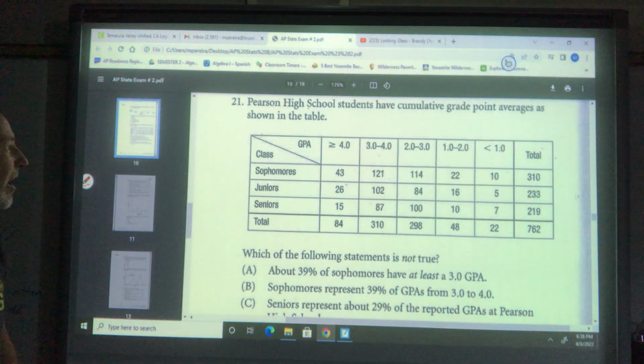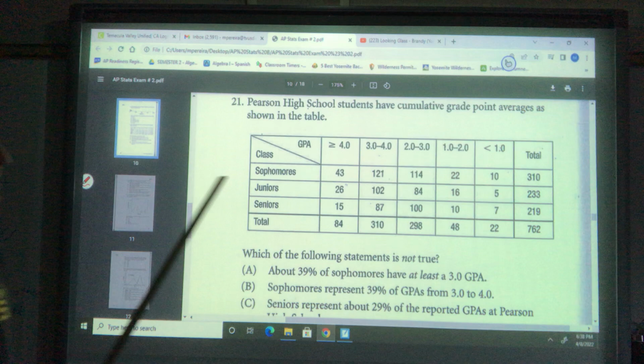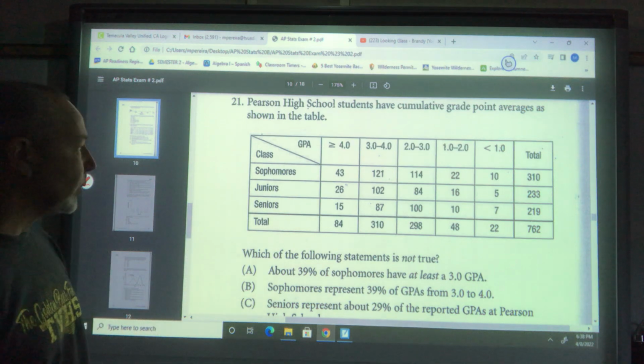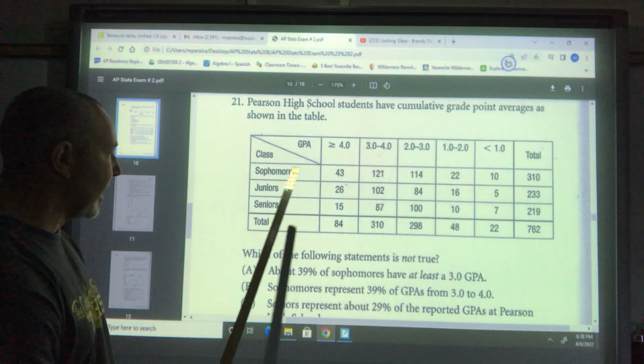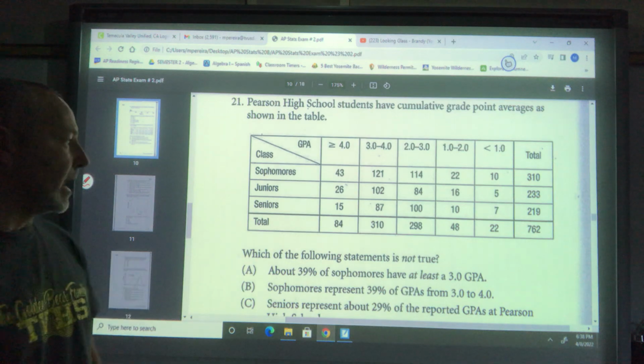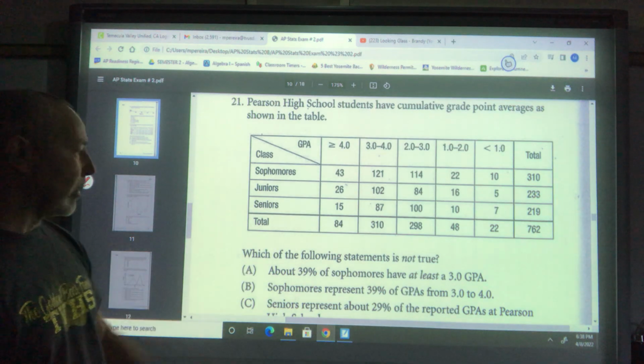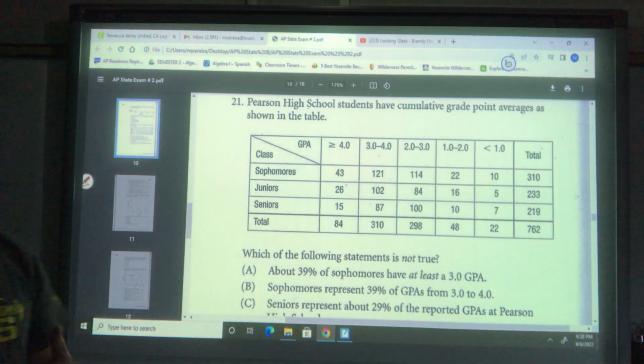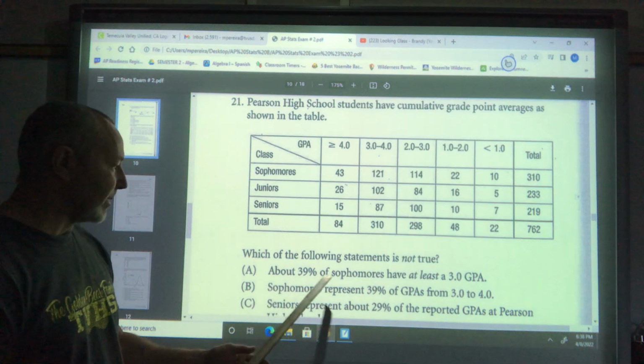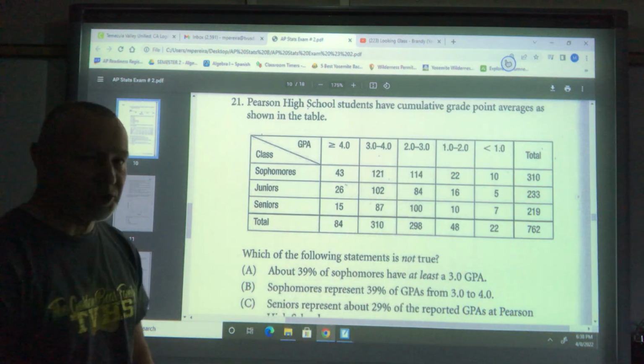All right, our first one here, we have a contingency diagram, a two-way table comparing GPA and grade level. We are asked to find which of the following statements is not true. Well, A ends up not being true. It says about 39% of the sophomores have at least a 3.0 GPA.